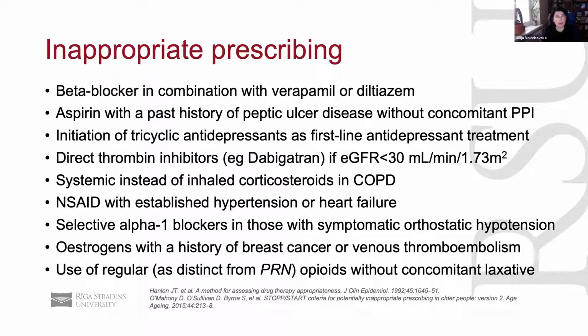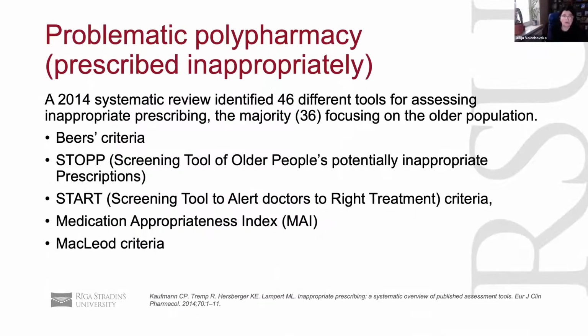And this is why maybe inappropriate prescribing occurs, like beta blocker in combination with calcium channel blocker verapamil, or aspirin with past history of peptic ulcer disease, and other situations that are mentioned here, estrogens with a history of breast cancer, use of regular as distinct from pro-renata opioids without concomitant laxative, and so on.